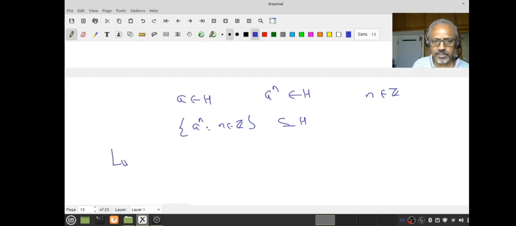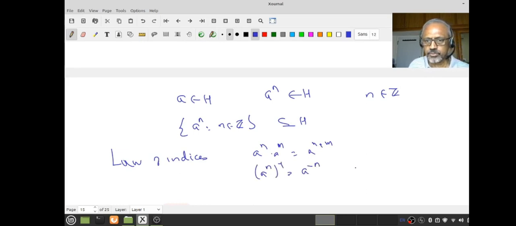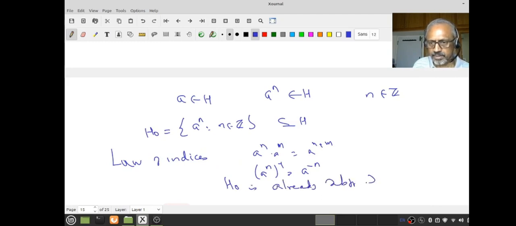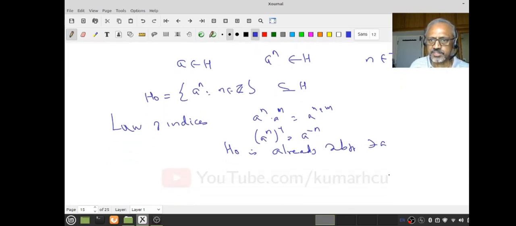But the law of indices shows A power n times A power m equals A power n plus m, and the inverse of A power n is A power minus n. Therefore, what do you show? This collection, call it H naught, is already a subgroup, and it contains A. But H is the smallest subgroup, therefore we conclude H naught equals H. That is, H is nothing other than A power n, n in Z.